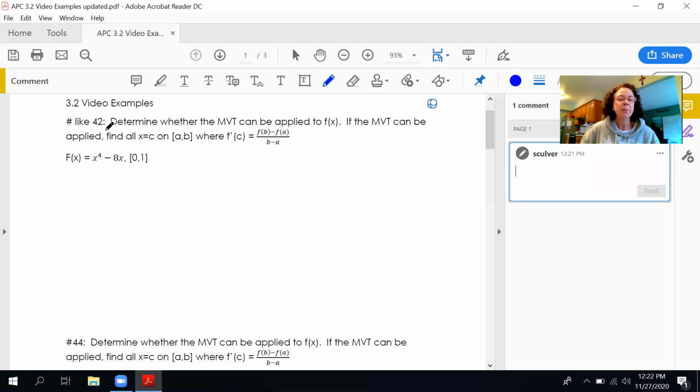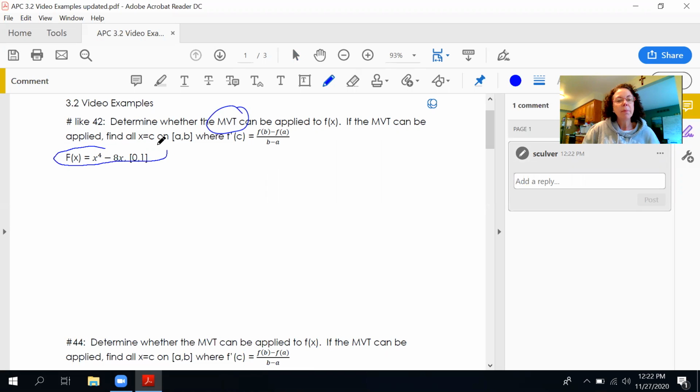This one is like problem number 42. Determine whether the MVT, the mean value theorem, can be applied to the function. Let's take a look. It is a polynomial, which means all polynomials are continuous and differentiable on a closed interval. And here's the closed interval.